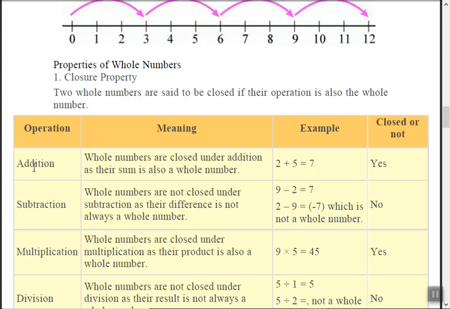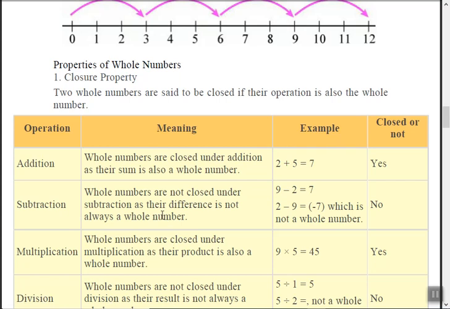So addition: whole numbers are closed under addition as their sum is a whole number. If we add two whole numbers, their sum is a whole number. So yes. Subtraction: whole numbers are not closed under subtraction as the difference is not always a whole number.